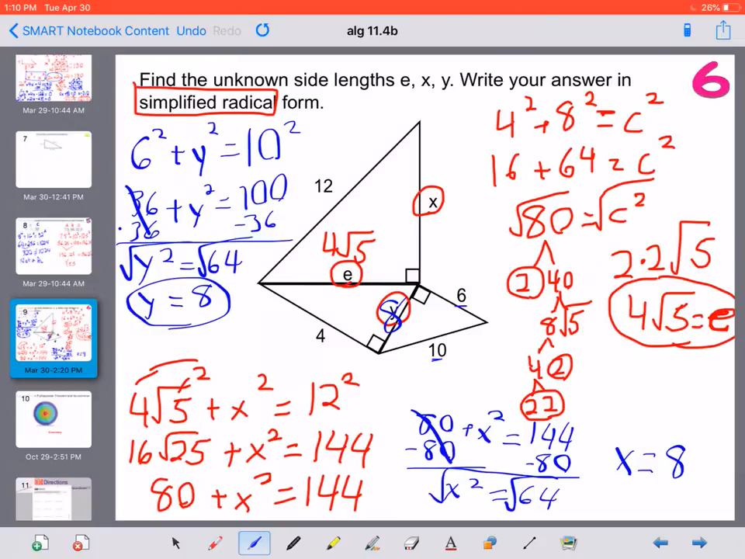So in this case, two of my sides are the same. X and y are both 8.